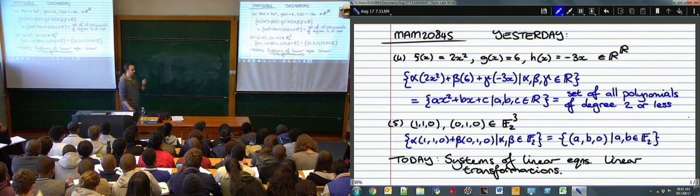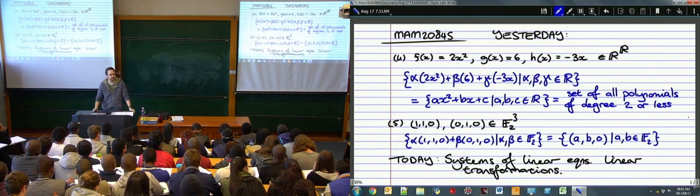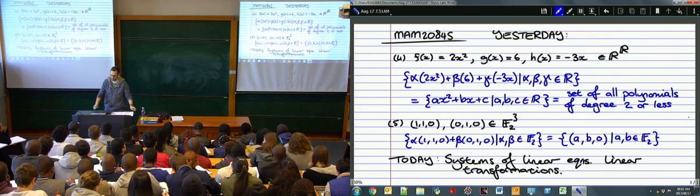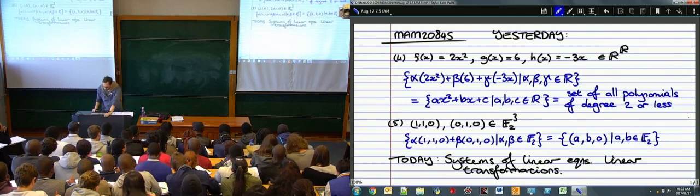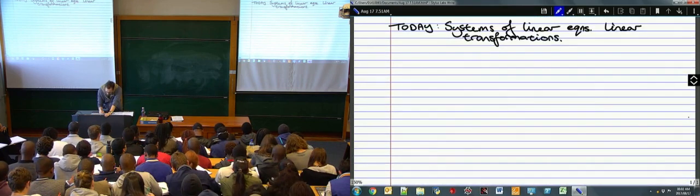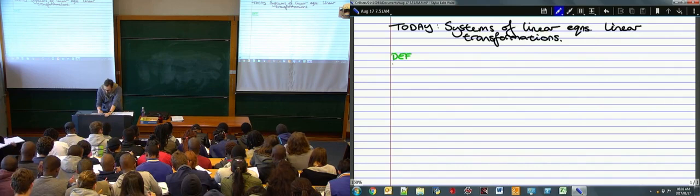All right. So what we're going to talk about today are systems of linear equations, and we might also have time to start speaking about linear transformations, and what it is that makes a function a linear function. So we'll start with the definition of a system of linear equations.